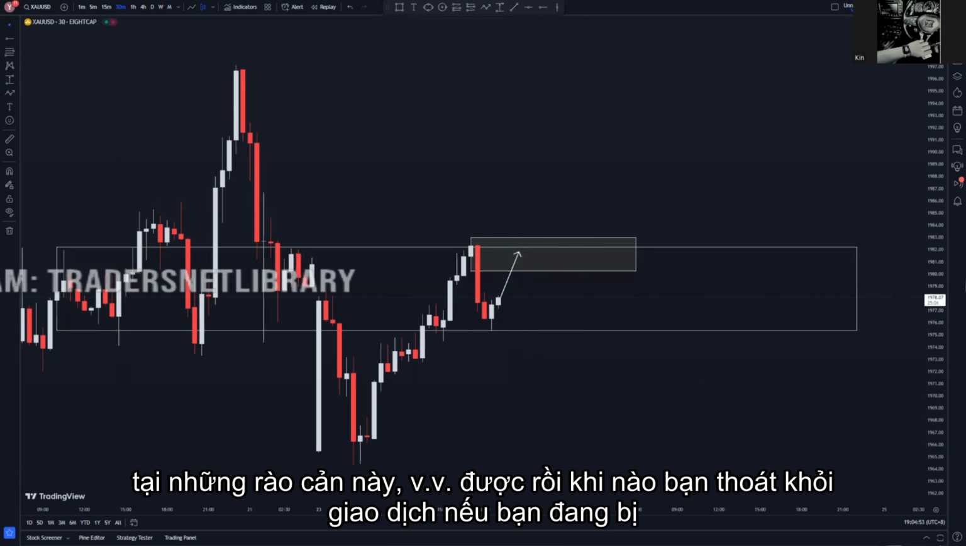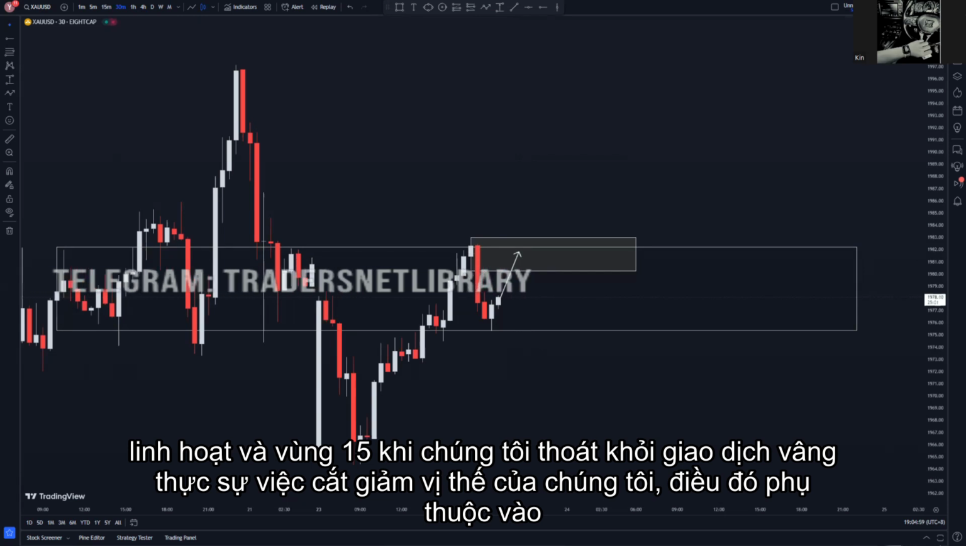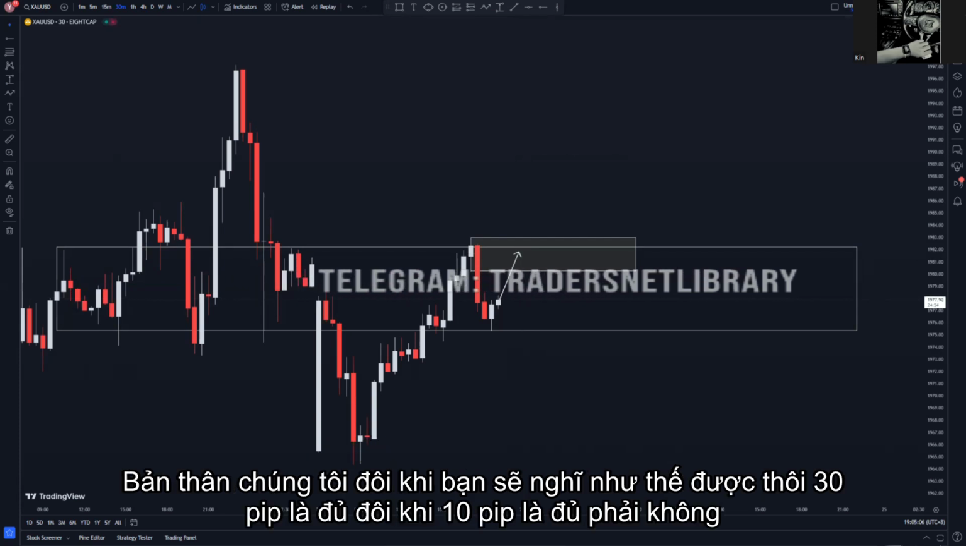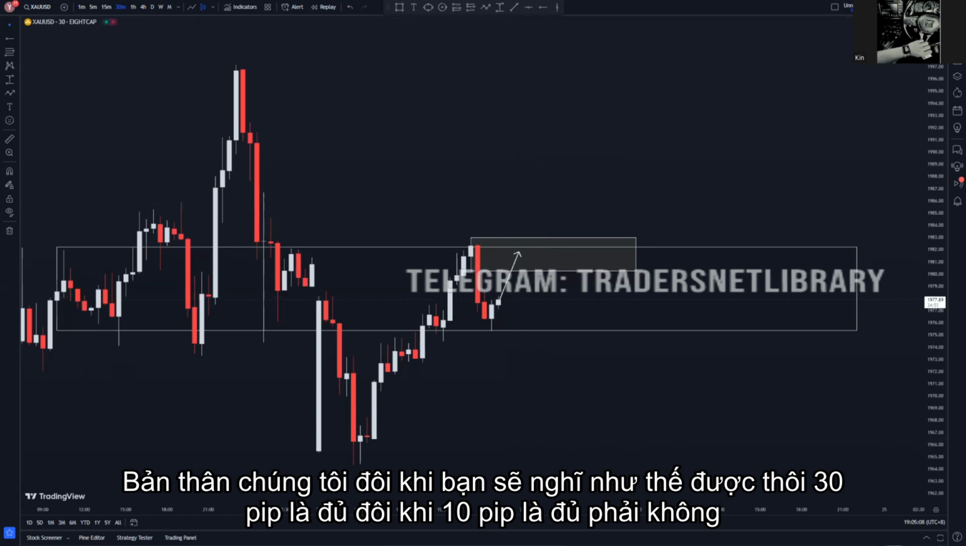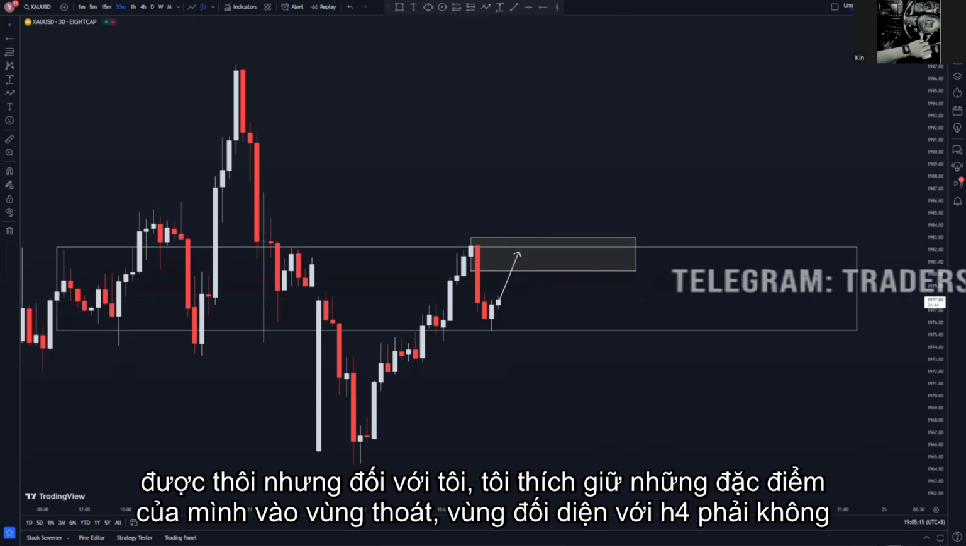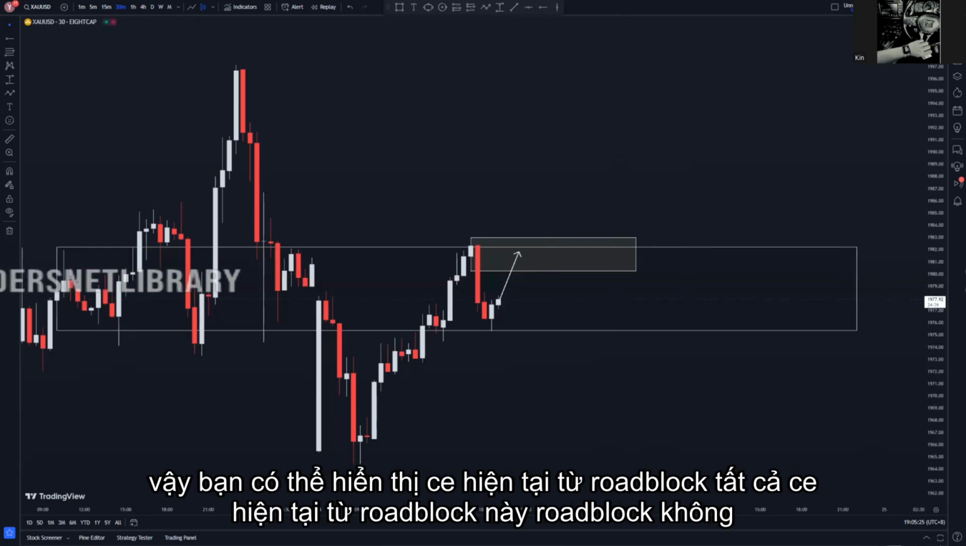Right? When do you get out from the trade? If you are being flexible and 15 zone, when we get out of the trades, actually cutting our position depends on ourselves. Sometimes you will think, okay, 30 pips is enough. Sometimes 10 pips is enough, right? But for me, I love to hold my trades into my exit zone, which is the opposite zone of H4, right? So can you show current CE from buy roadblock?